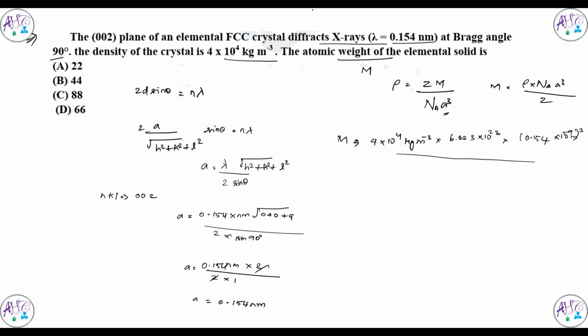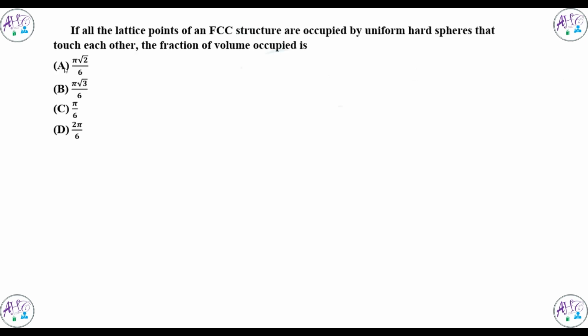So here it is an FCC crystal. So for an FCC crystal, what is the number of atoms? It is equal to 4. So divided by 4. If you solve, your mass is going to be 22 gram. So your mass is going to be 22 gram. So your answer A is the correct answer. Your option A is the correct answer.